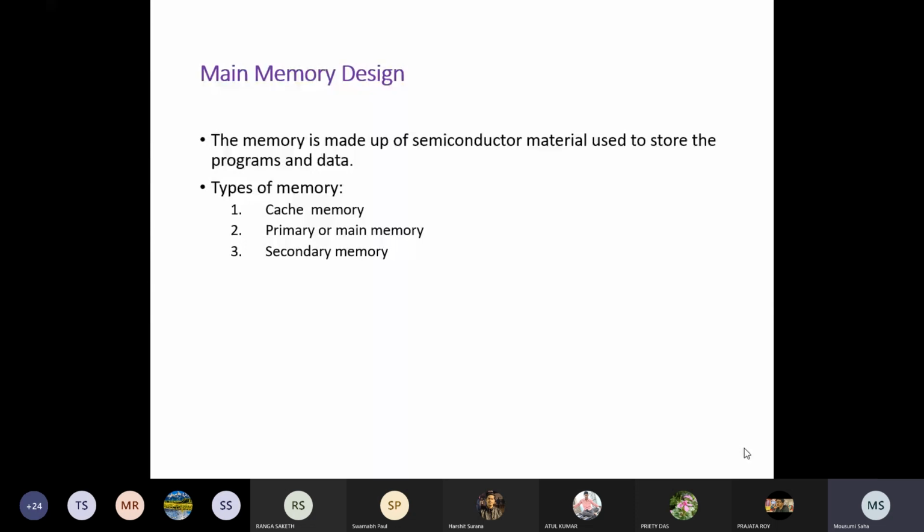And mainly this cache memory is designed with the help of static RAM. Static RAM means that it is designed with the help of flip flops, because it has very high speed. Now next is the main memory. Main memory, mainly we say RAM and ROM. RAM is random access memory and ROM is read-only memory.